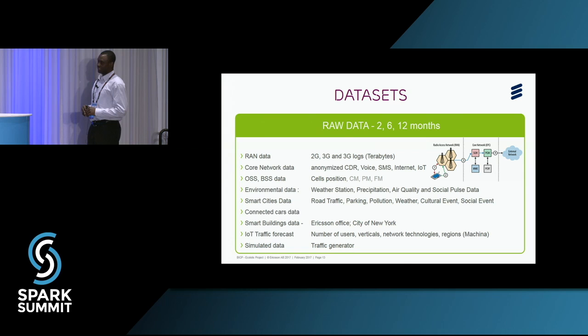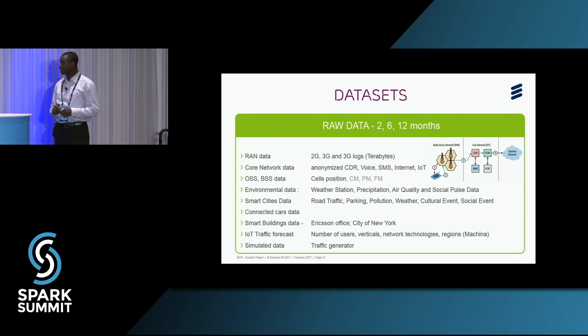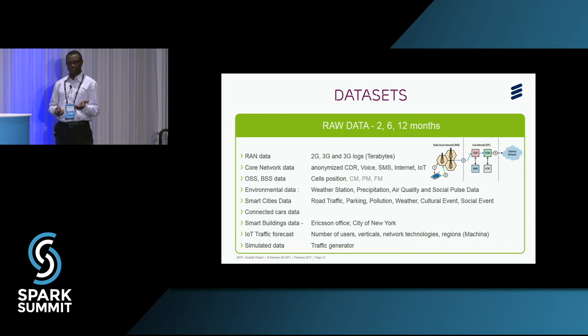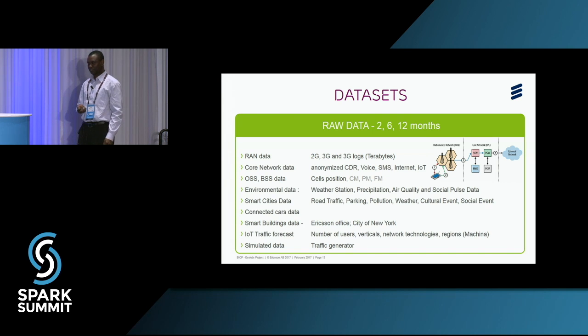So we have collected radio access network and core network data, OSS and BSS data, which is sales position, configuration management, etc., and IoT data as well to understand the traffic model. For the IoT, we have limited this to connected car data, smart city data, and smart building data. We also developed a simulator to generate enough future traffic to test our model.